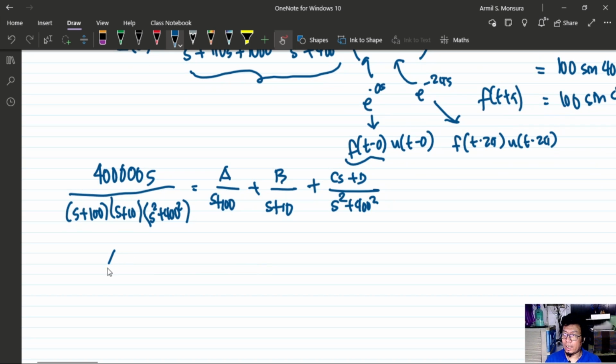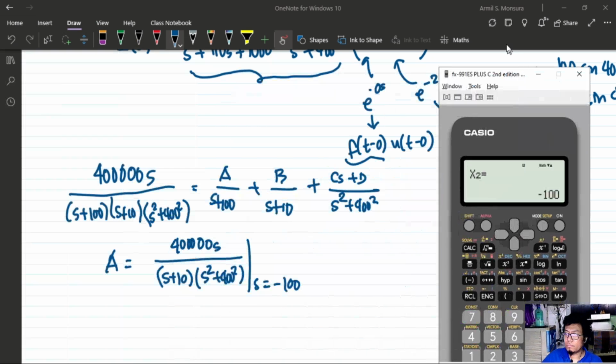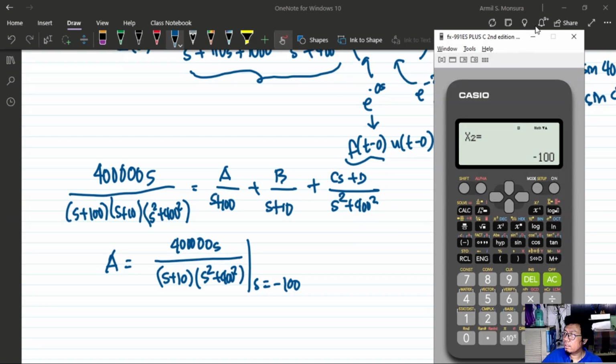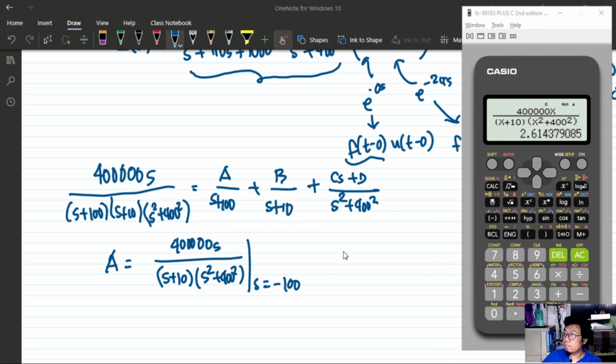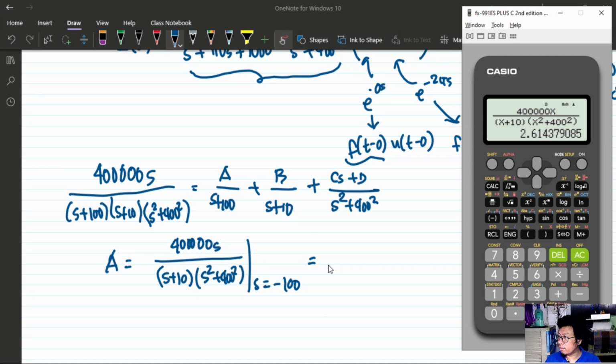So A is 400,000 s divided by, we remove this s plus 100 factor here, so we have s plus 10 times s squared plus 400 squared, when s is negative 100. We compute that as 2.6144.